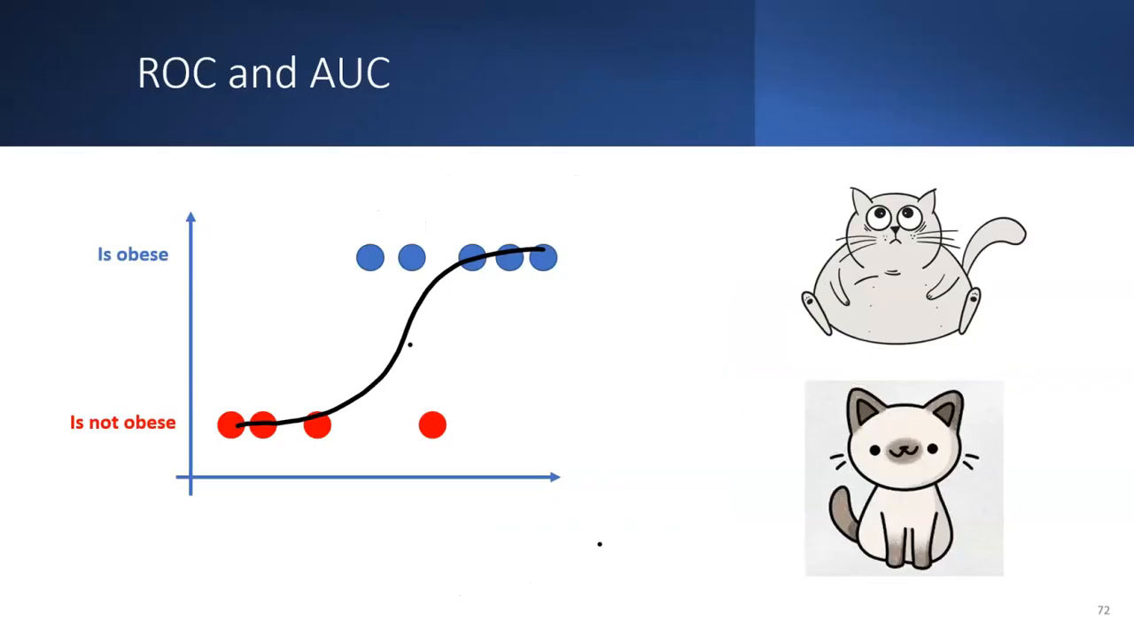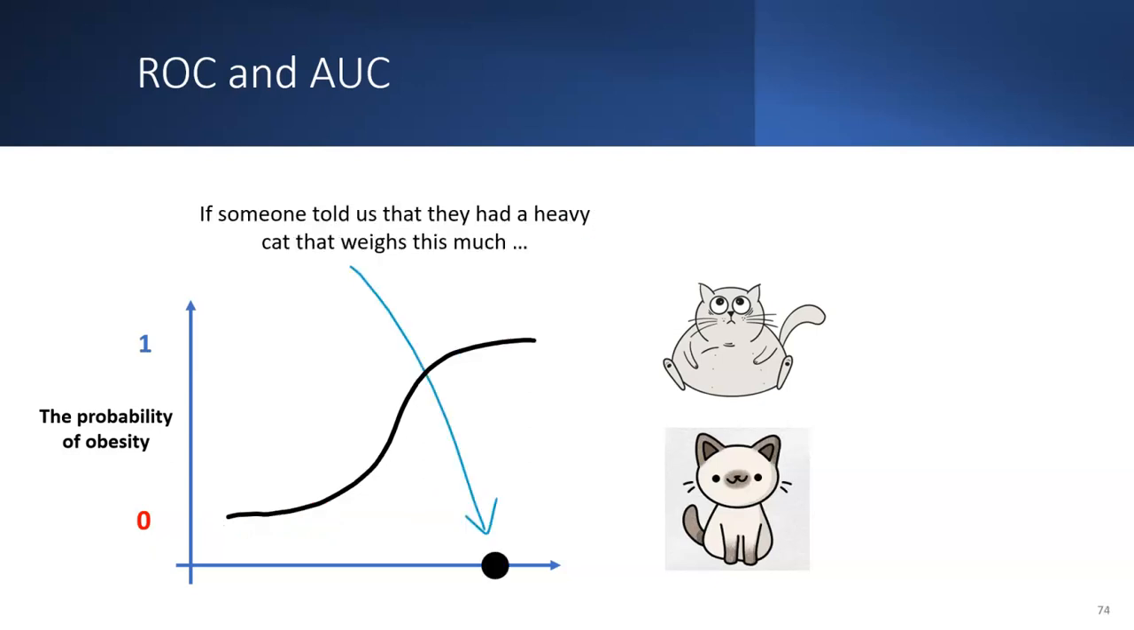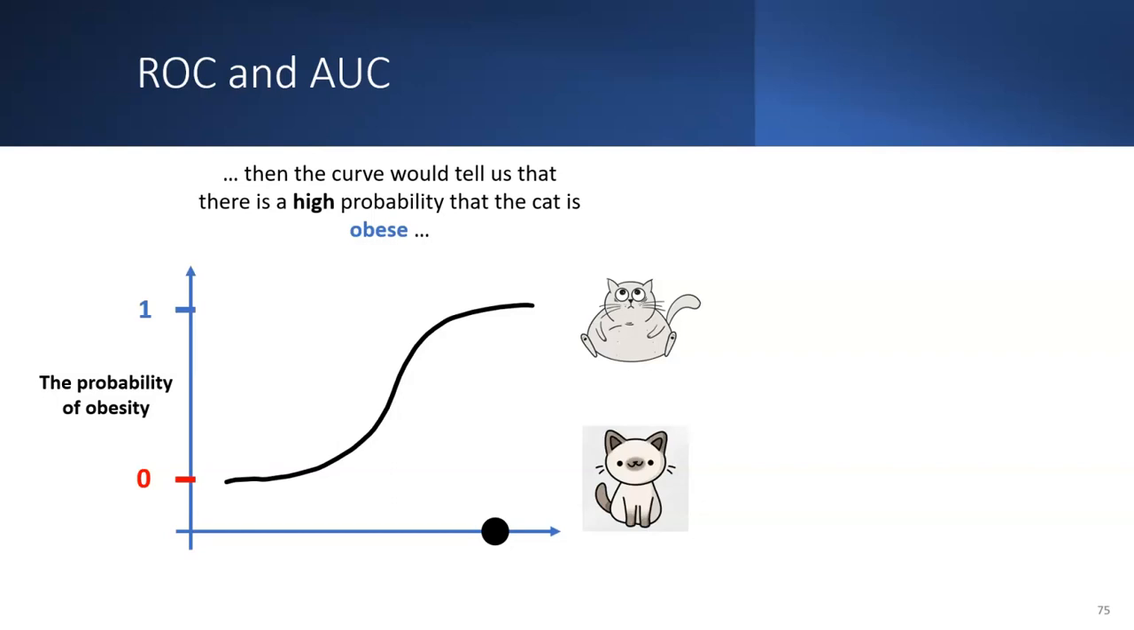For example, for the obese and not obese example, what are ROC and AUC? When we are doing logistic regression, the y-axis is converted to the probability that the cat is obese, right? So we have 1 and 0. If someone told us that they have a heavy cat that weighs this much, there is some point. Then the curve would tell us that there is a high probability that the cat is obese.